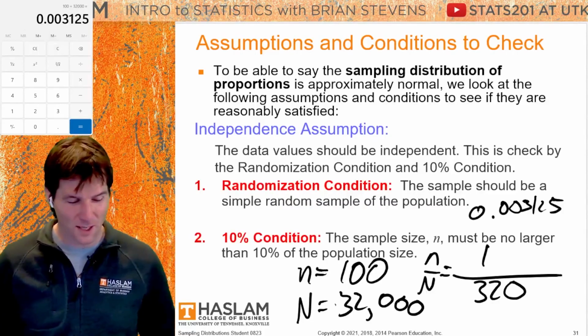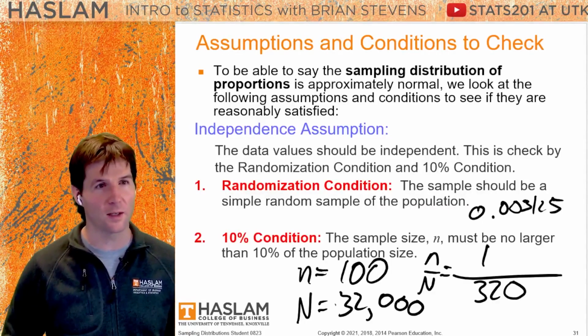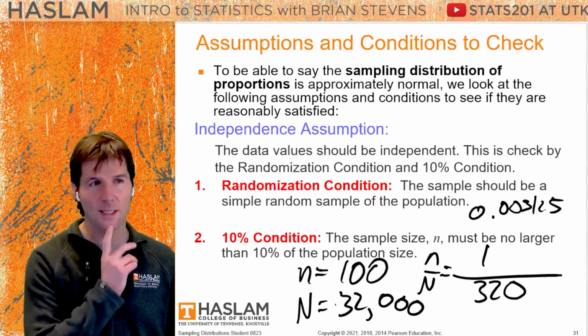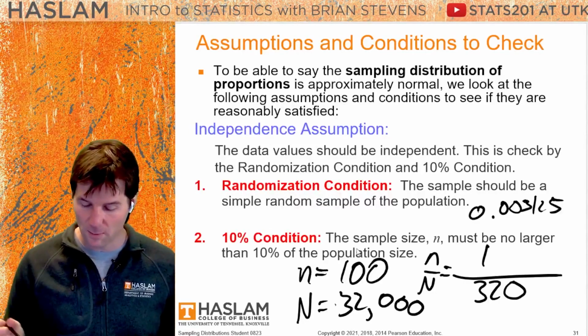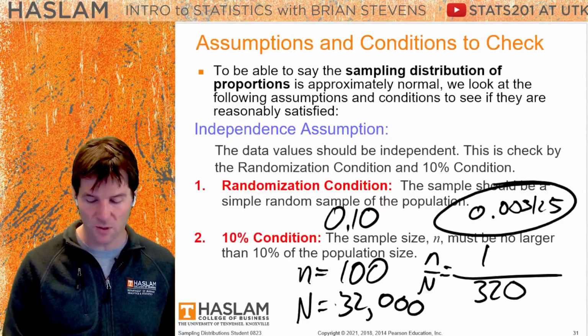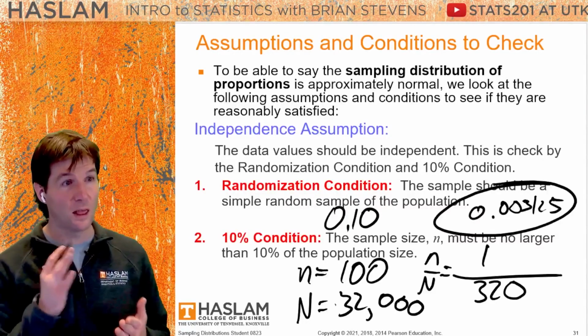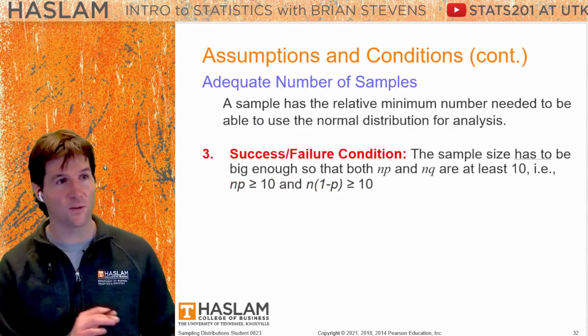So once again, this is why I solve things in my head, because it's very easy to type things wrong on the calculator. Reducing zeros, getting a good estimate, and then doing it in the calculator is a good way to check your work. And this is less than 10%. If you solve it out and it's less than 0.10, which is 10%, this means you've taken less than 10% of your population. The last condition right here is the success-failure condition.